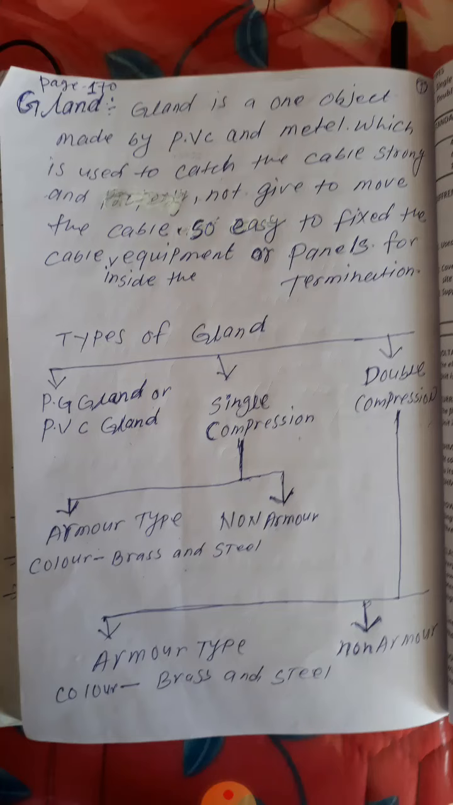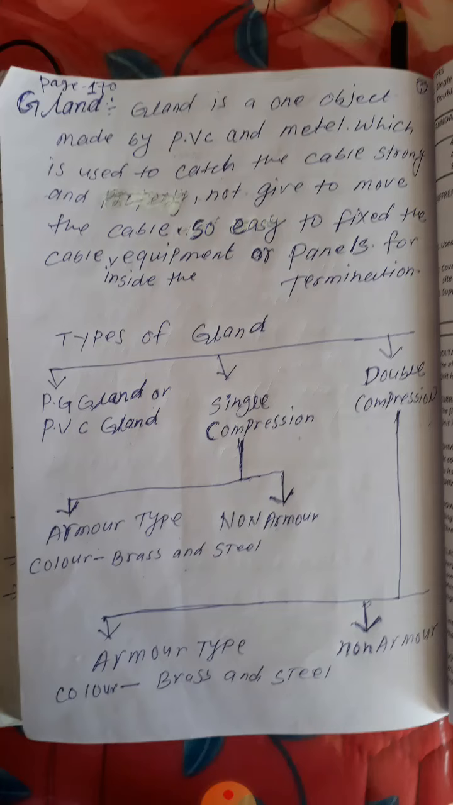Gland is most important before termination in big cable. First you need to fit the gland, and before the gland you should check the cable and see which kind of cable it is. So the gland is an important object. If you fit the gland, it supports the cable and keeps the cable from moving.